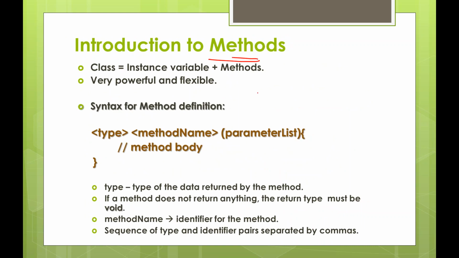When we started discussing classes, we discussed that classes will have data plus behavior, instance variables plus methods, right? We understood a little bit about instance variables. Now we'll see what these methods are. Java gives a lot of power and flexibility to these methods.